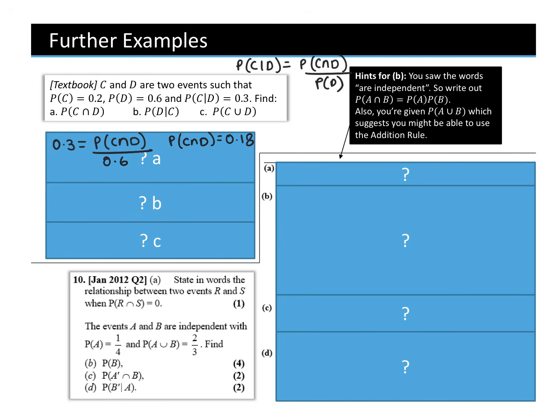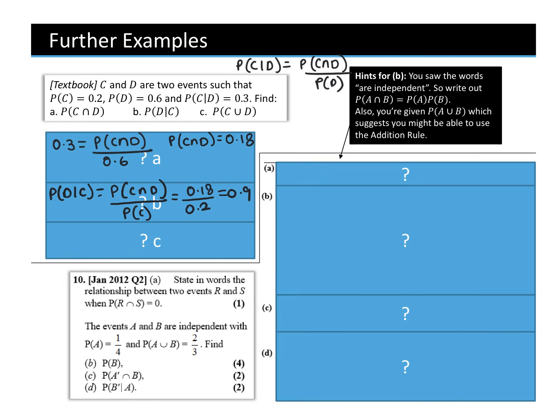Now it says find the probability of D given C. Now the probability of D given C is the same as the probability of C intersection D. We would write D intersection C, but that's the same. Over the probability of C, which is 0.18 over 0.2, which is 0.9.